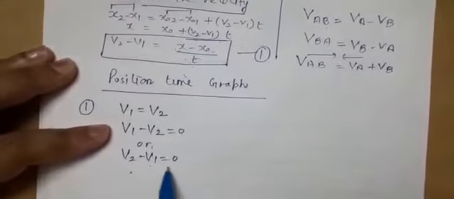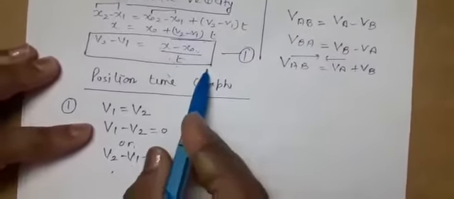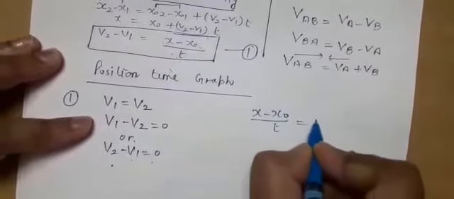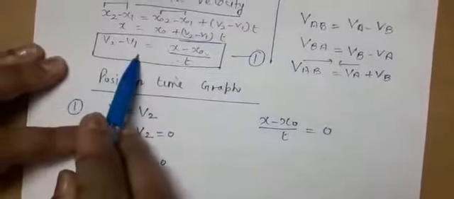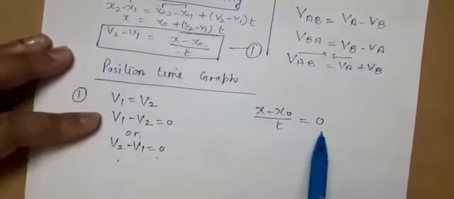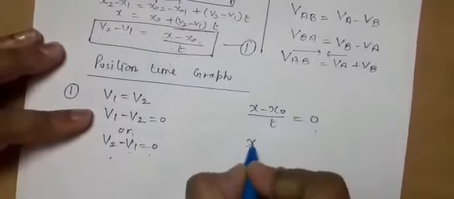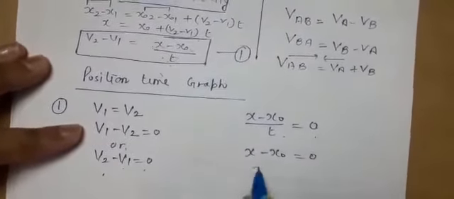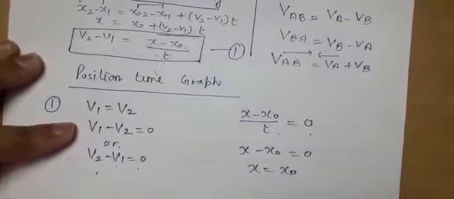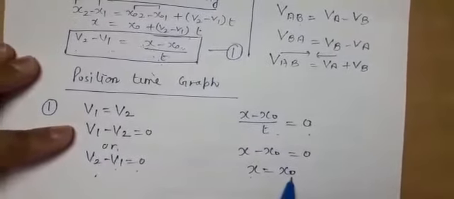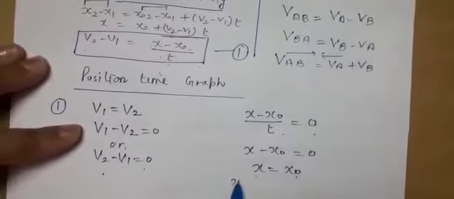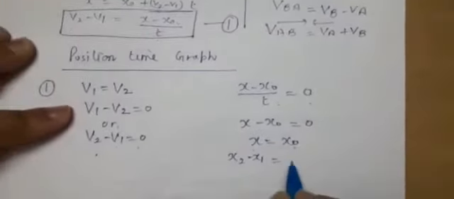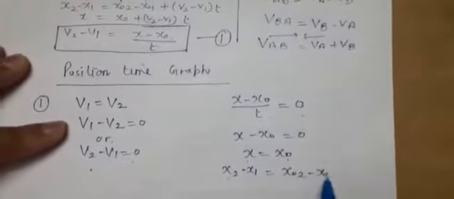If we substitute this value in equation 1, x minus x0 upon t will be equal to 0, because v2 minus v1 is 0. So from here, by cross multiplying, x minus x0 will be 0. Now, x is equal to x0. What does it signify? I will just substitute the values. x was equal to x2 minus x1, and x0 was equal to x0 2 minus x0 1.